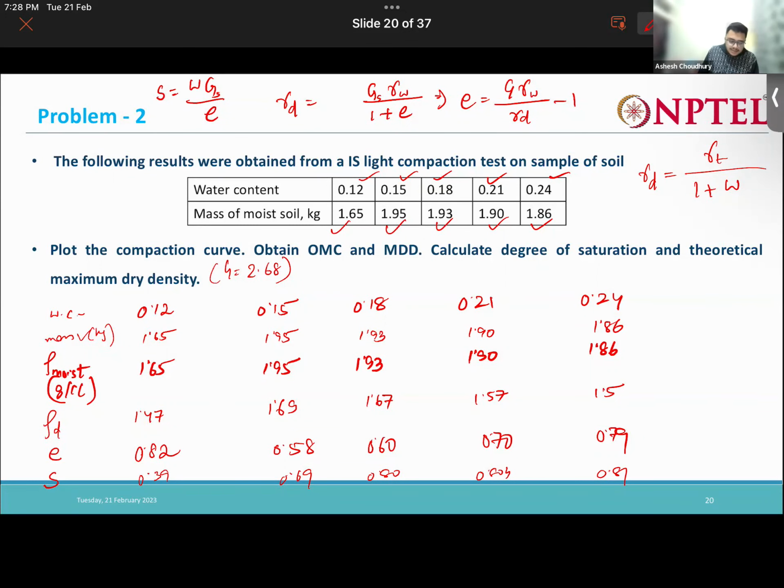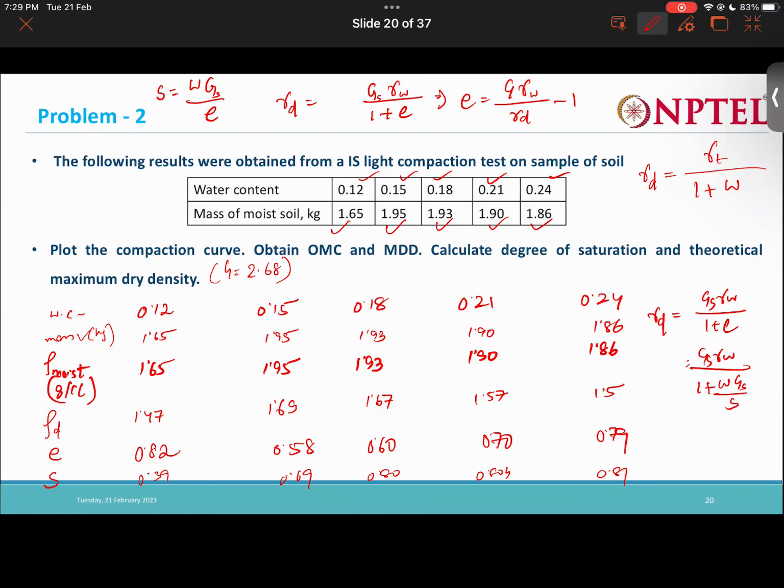Now it's also asked in the question to calculate the theoretical maximum dry density. So when will we get the theoretical maximum dry density? When our degree of saturation is equal to 1. So our formula for dry density, we can also write by w G s by S. So for theoretical, S is equal to 1. So my formula will be G s gamma W by 1 plus w G s, right? Now please put the values.